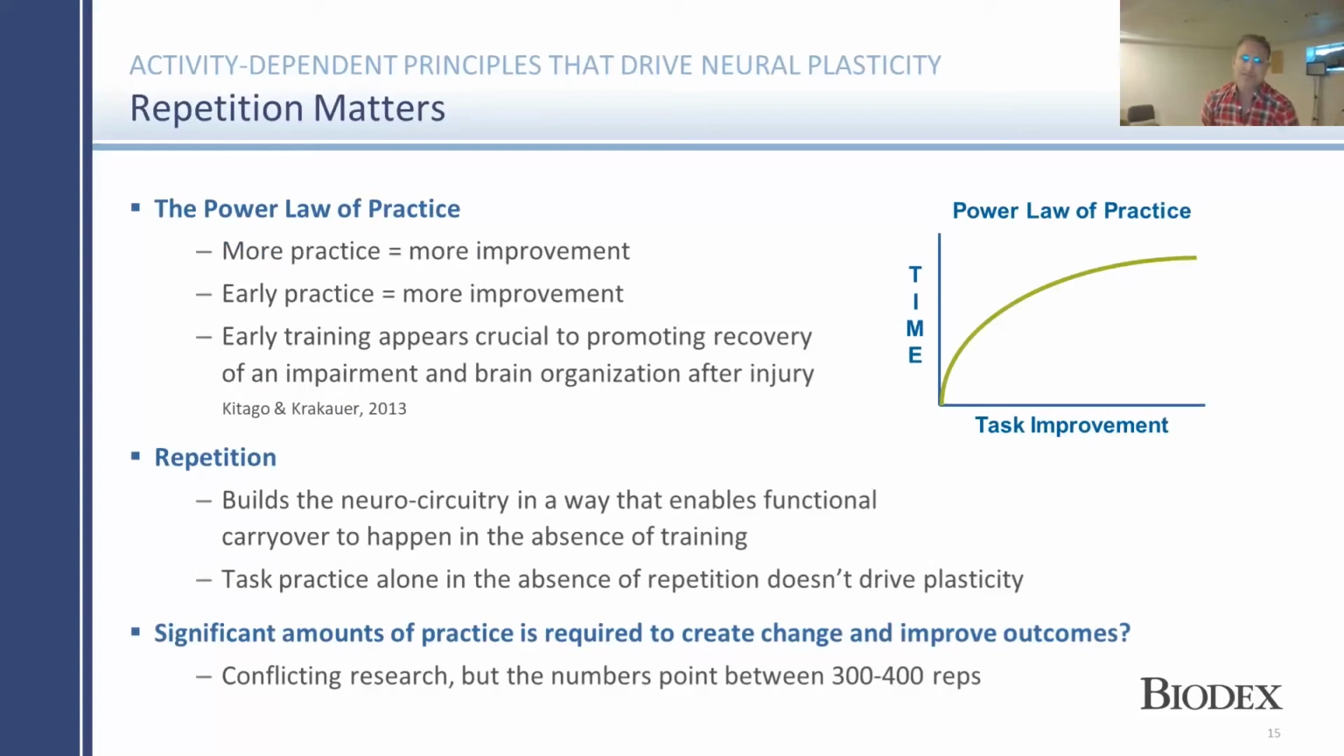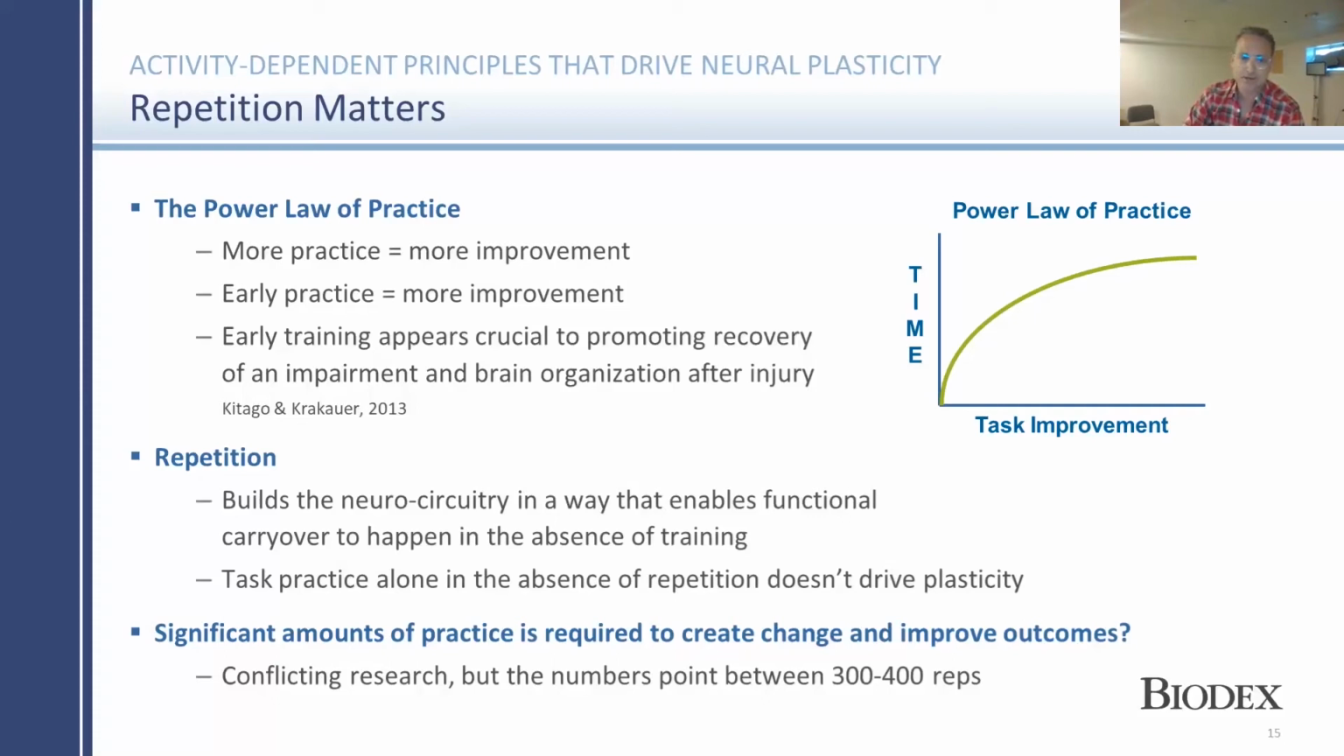Obviously, more practice, early practice equals more improvement. Early training appears crucial to promoting recovery of an impairment and reorganization in the brain after central nervous system injury. So we've got to get them in early, and we've got to do more of it, because repetition builds that neural circuitry in the absence of training. That's how we're going to be able to influence that carryover. The more that we're able to get them to repeat and get them engaged, that's what it's really about. Once they're out of rehab and out of therapy, it's about giving them the skills to carry that over as independently as possible while they're in the home, without too much burden on the caregiver.